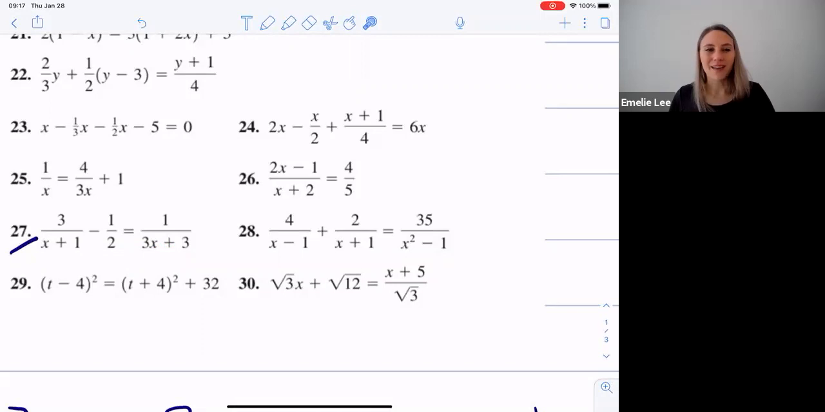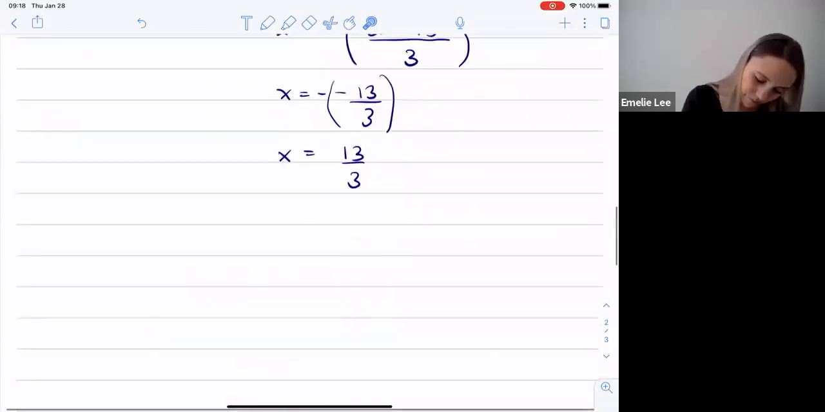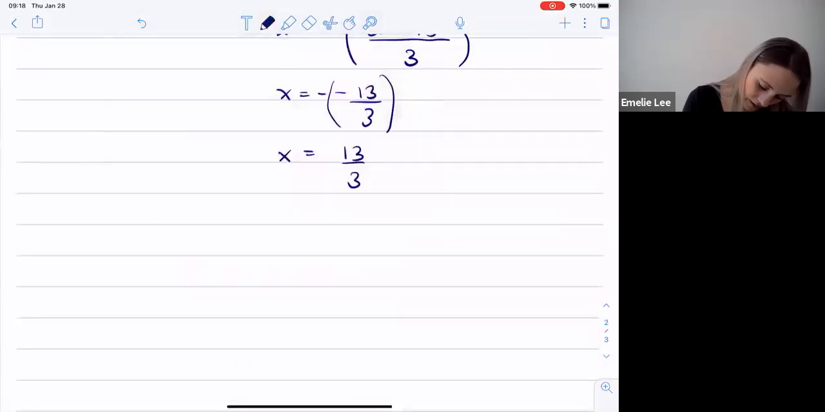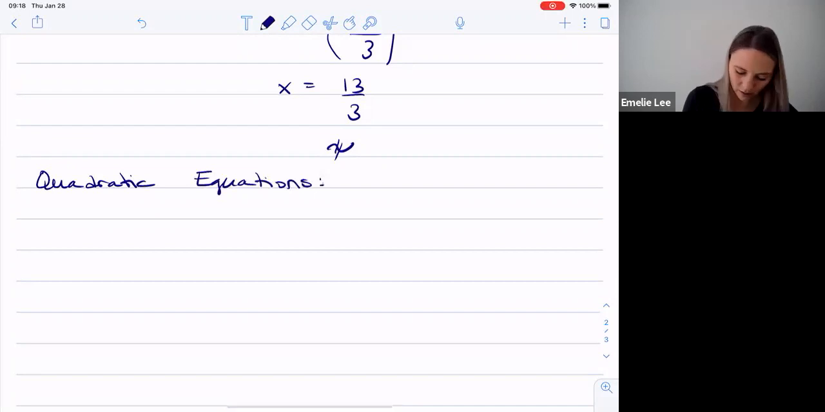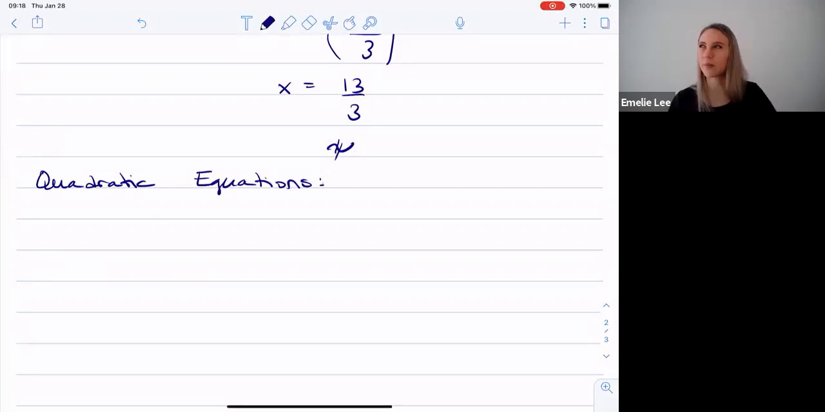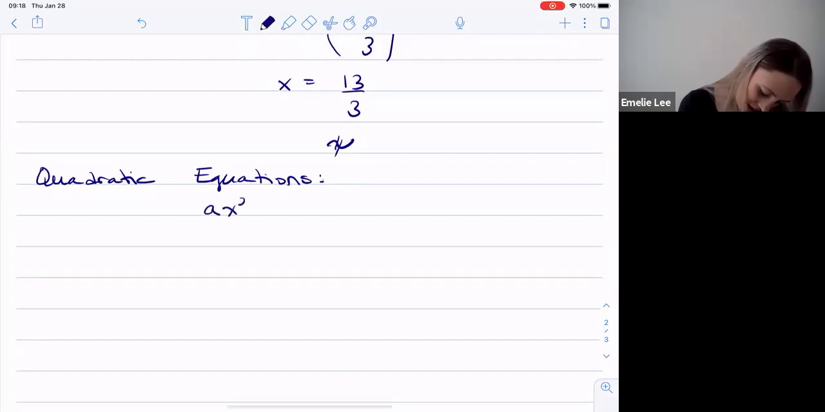So now the other common equation that we're going to have to deal with is a quadratic equation. Okay, so let's talk about quadratics. That's the end of this example here. Quadratic equations. I have a vague memory of mentioning quadratics earlier, but quadratic equations have the form ax squared plus bx plus c.